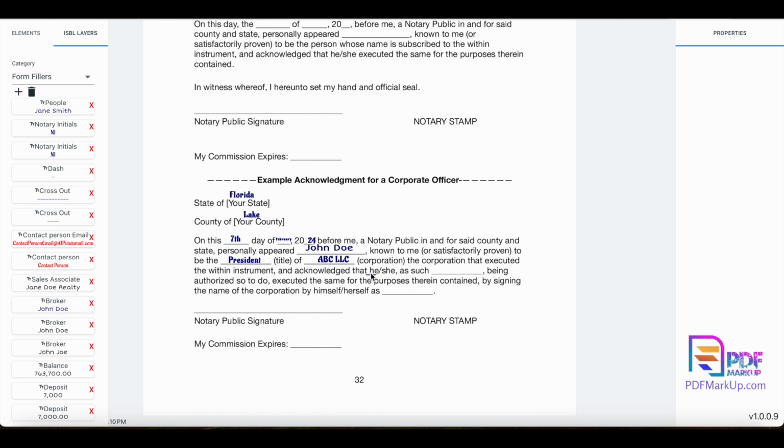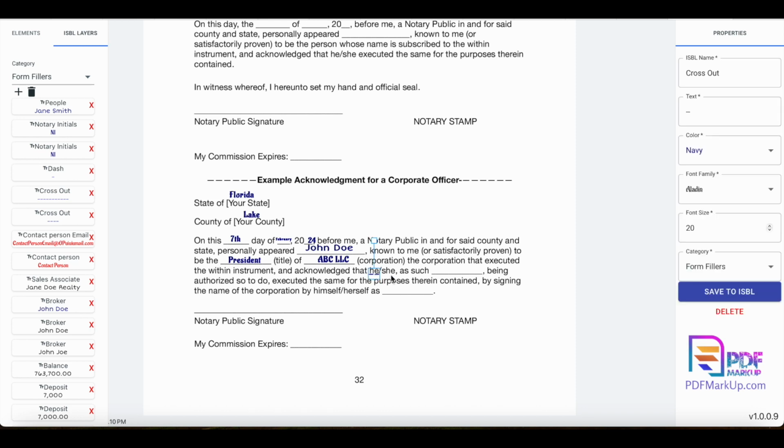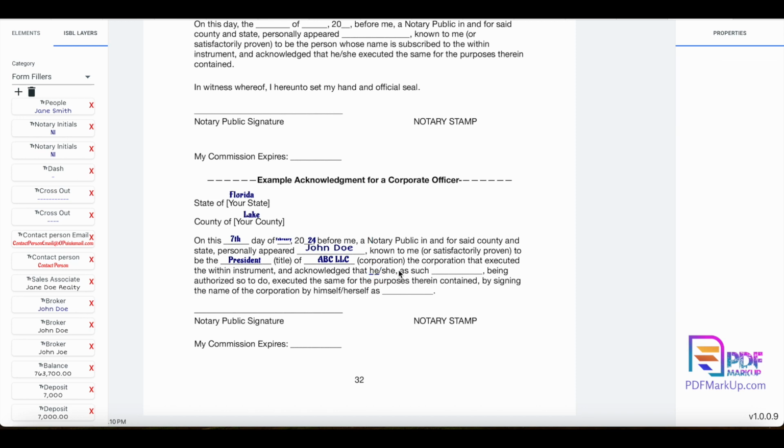If the person uses a pronoun, just don't underline it, just leave it. But I do. As such, blank, being authorized to do so. That's the role, as such, role.